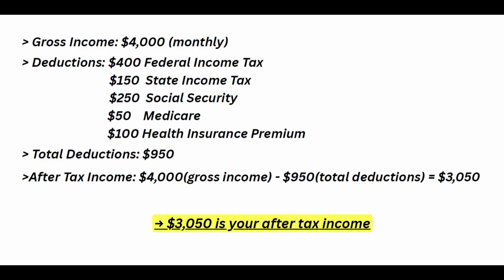Let's say you have a monthly gross income of $4,000. As you can see on the slide, you have a number of deductions totaling $950. That $4,000 gross income minus $950 in deductions equals $3,050, which is your take-home pay for the month. Now that we know what our take-home pay for the month is, we can start tracking our expenses.